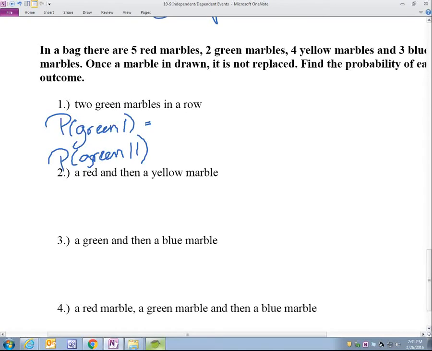So the probability of a green marble being drawn first is what? Yes. 2 out of 14. Because there are 2 green marbles.